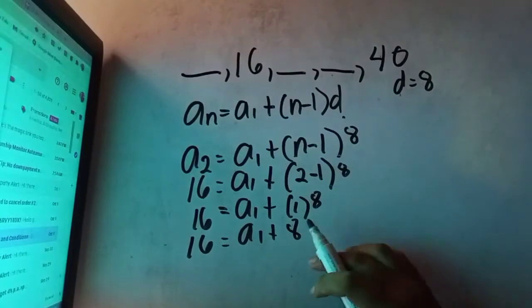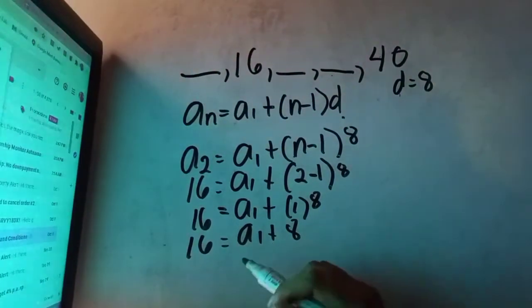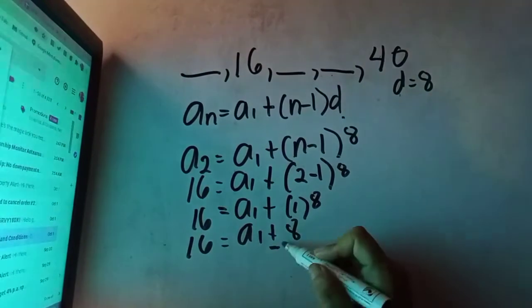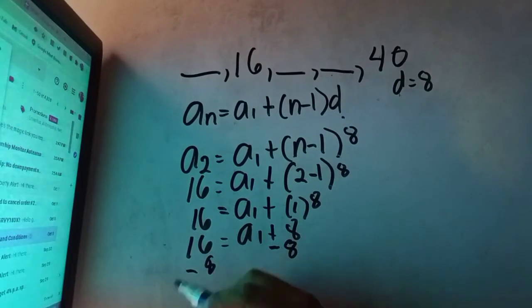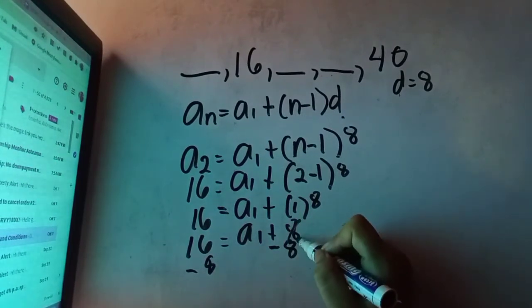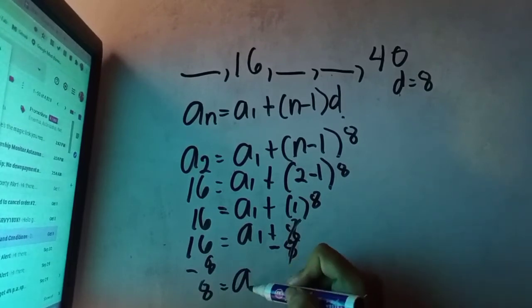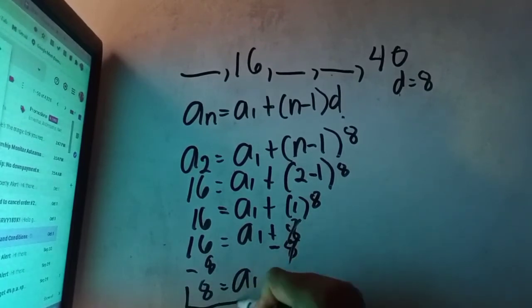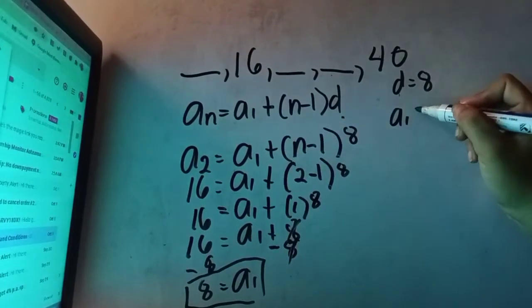So, para makuha natin yung A sub 1, ililipat natin si 8 or transpose natin. So, minus tayo ng 8 dito. Magma-minus din tayo ng 8 dito. So, magiging cancel na to. So, 16 minus 8 ay 8. So, ang ating A sub 1 ay 8. Okay, A sub 1 is 8.